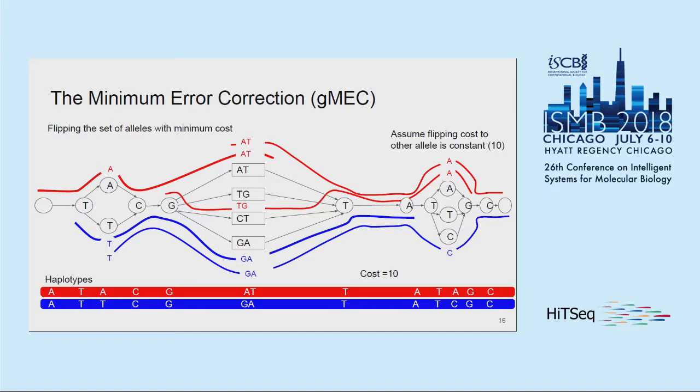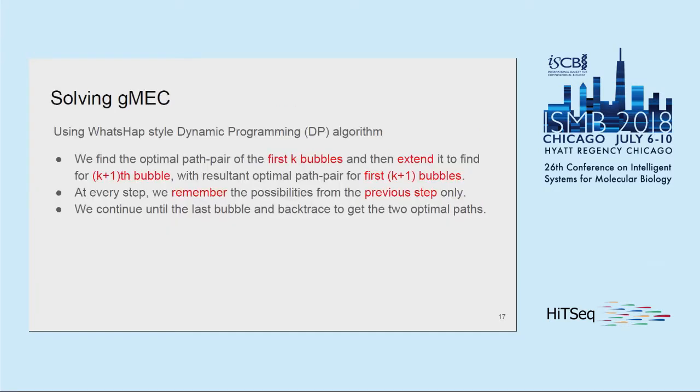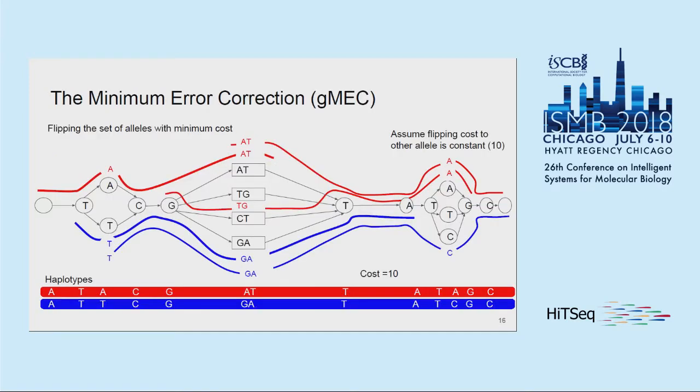And for example, if we assume the flipping cost to other alleles is constant, which is 10, we can flip this allele to the other allele by paying a cost of 10, and then we can get the two haplotype paths encoded in these two colors. And this problem is called the GMEC problem.